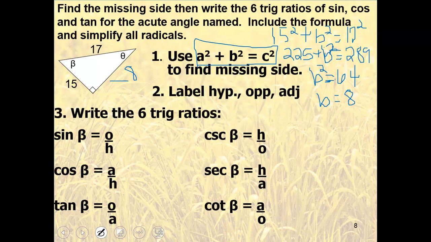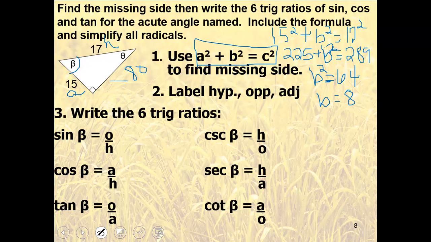All right. We're looking at beta. Here's beta. So this is my side opposite. This is my side hypotenuse, and this is my side adjacent. Okay. If you're still having trouble identifying those sides, please come see me. It's an easy fix. We just have to practice it. So don't not come see me. Double negative. Come see me.